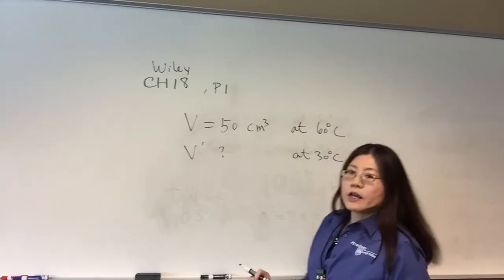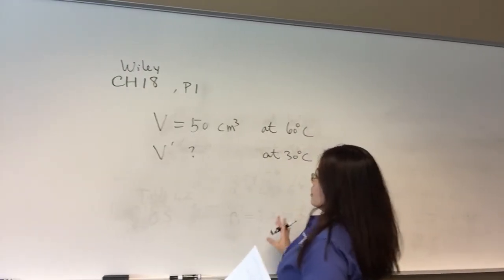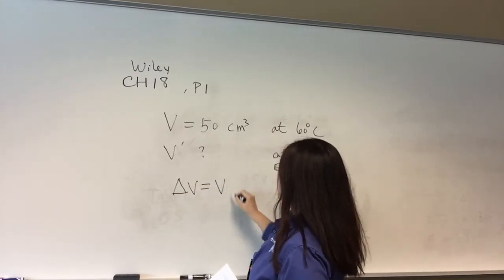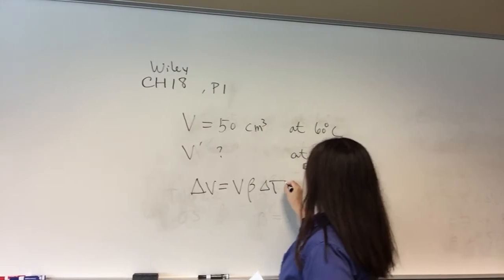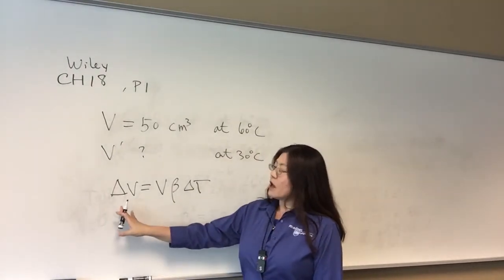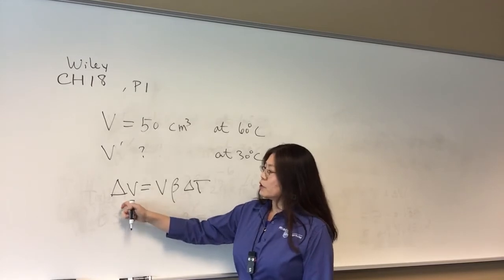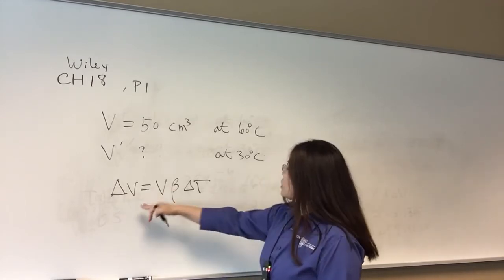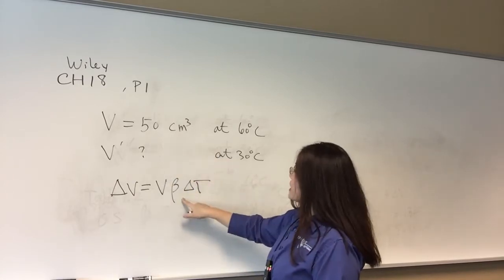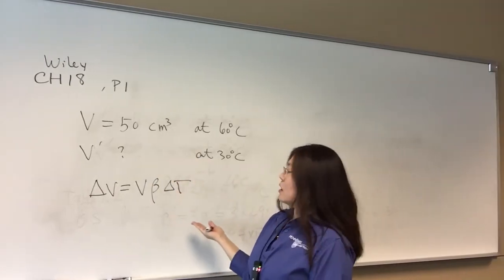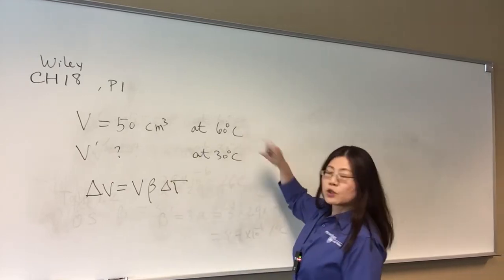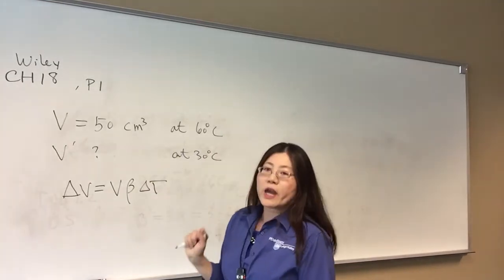In order to do this, the equation that we want to use is that delta V is equal to V beta delta T. This equation describes how a change in temperature will have an effect on the size of the object, because it's going to change the volume. We identify that V is 50 centimeters cubed, beta is the coefficient of volume expansion, and delta T is the change in temperature. So we need to figure out what beta is.